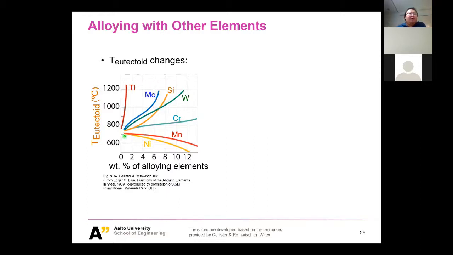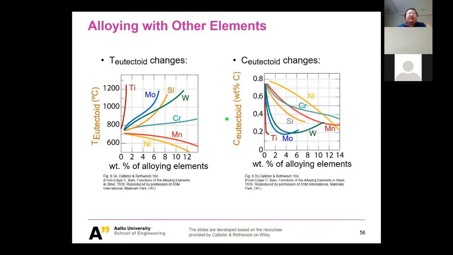And what it will change. So adding a little bit of titanium will elevate your eutectoid temperature significantly. So we have it around, let's say, 700 degrees C, and by just adding very little, this eutectoid temperature will become more than 1,000. Yeah. So if you add different elements, they change accordingly. And of course, the composition of the eutectoid will also change accordingly.